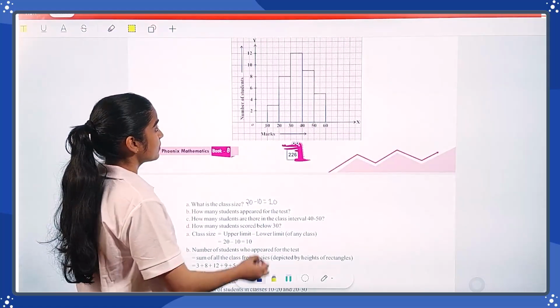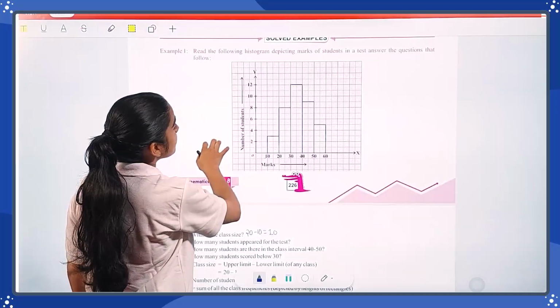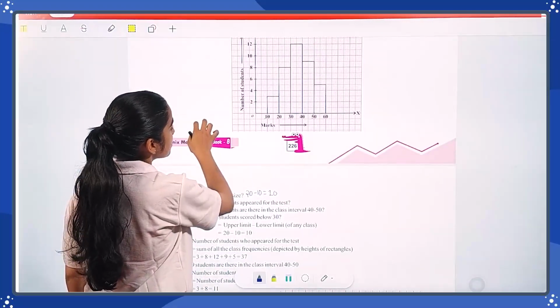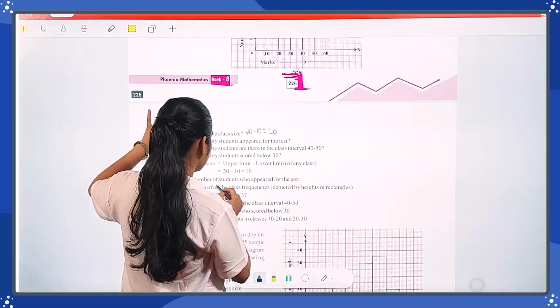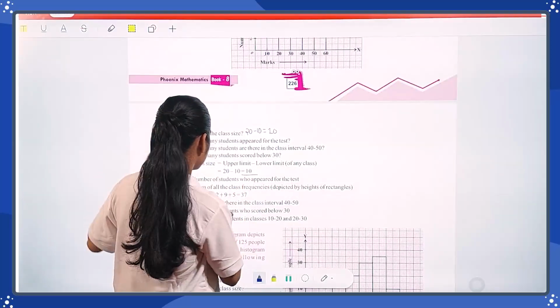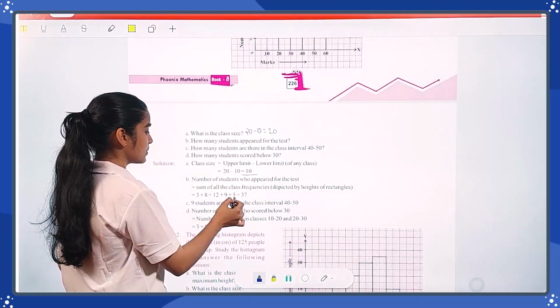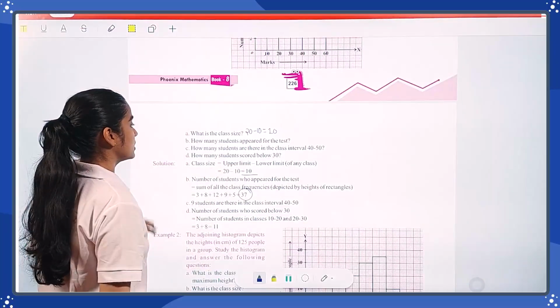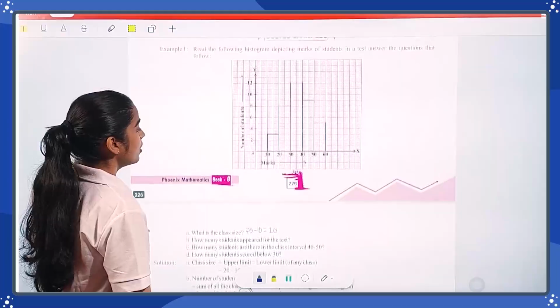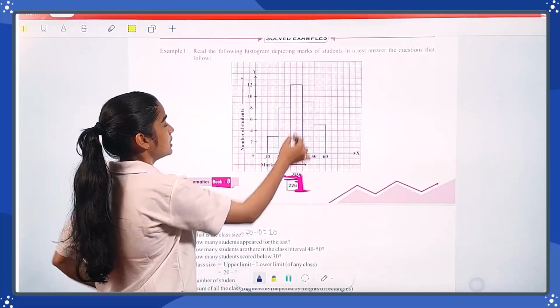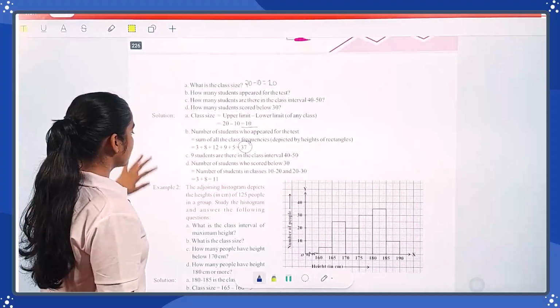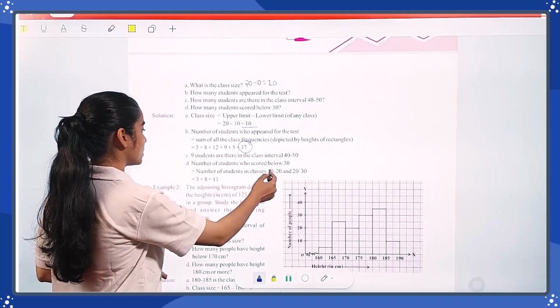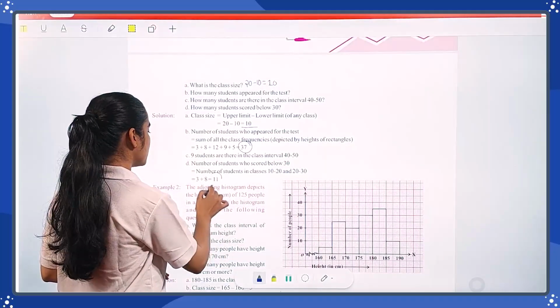Next, how many students appeared for the test? The highest number is 12, so 12 students in this class. How many students in total? 3 plus 8 plus 12 plus 9 plus 7, which is 37 students appeared for the test. How many students are there in the class interval 40 to 50? 9 students. The number of students who scored below 30 is 3 plus 8, which is 11.